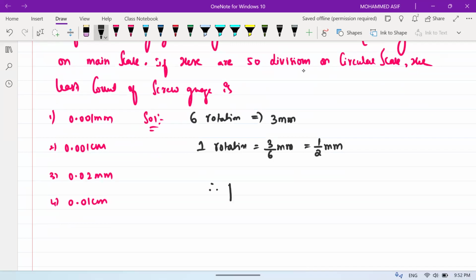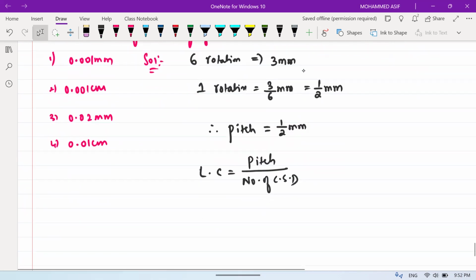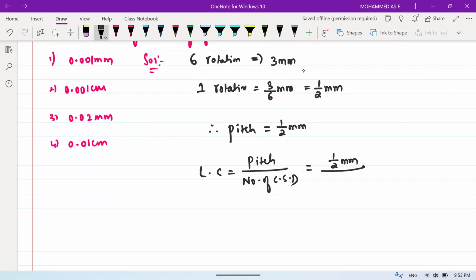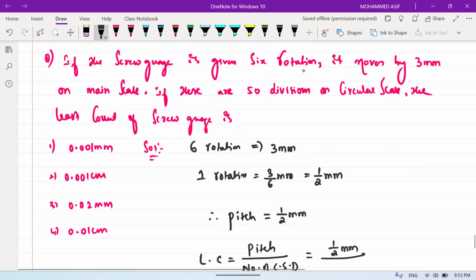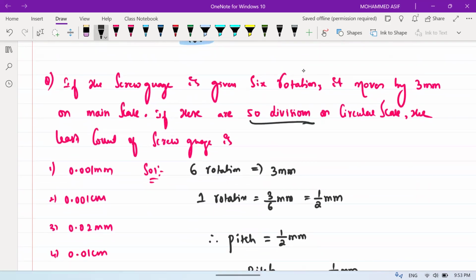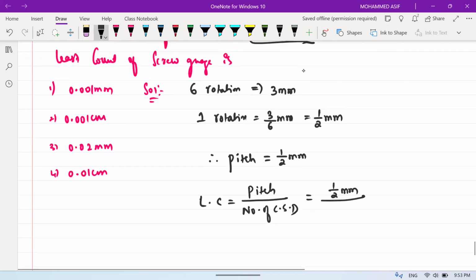So therefore, the pitch is equal to half mm. So least count is equal to pitch divided by number of circular scale divisions. The pitch is half mm, divided by the number of circular divisions. How many circular divisions are given? 50 divisions on the circular scale. So divided by 50, that becomes 1 by 100 mm.